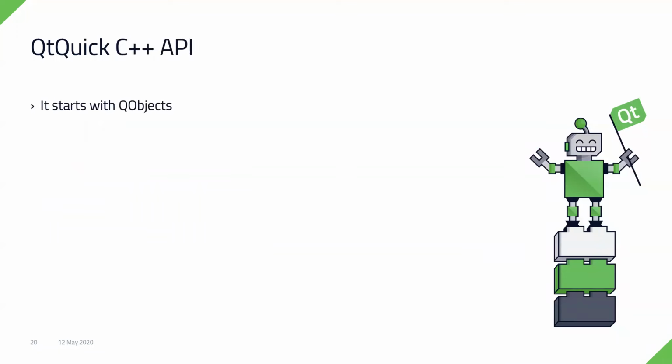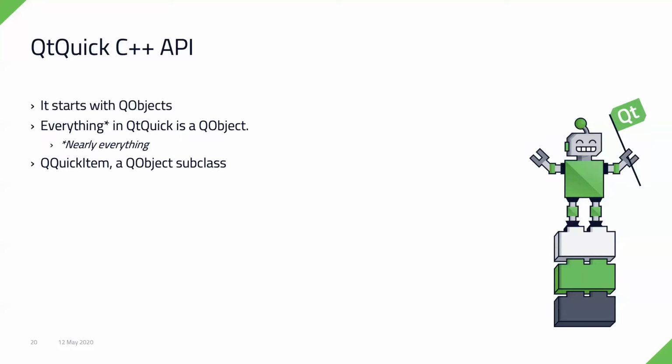It starts with QObjects, which is not entirely true. When you say everything in Qt Quick is a QObject, it's really nearly everything. QObject is where the behavior and the activity comes from. Of course, we have data objects, so we have QVariants as well. So everything is a QObject or a QVariant.